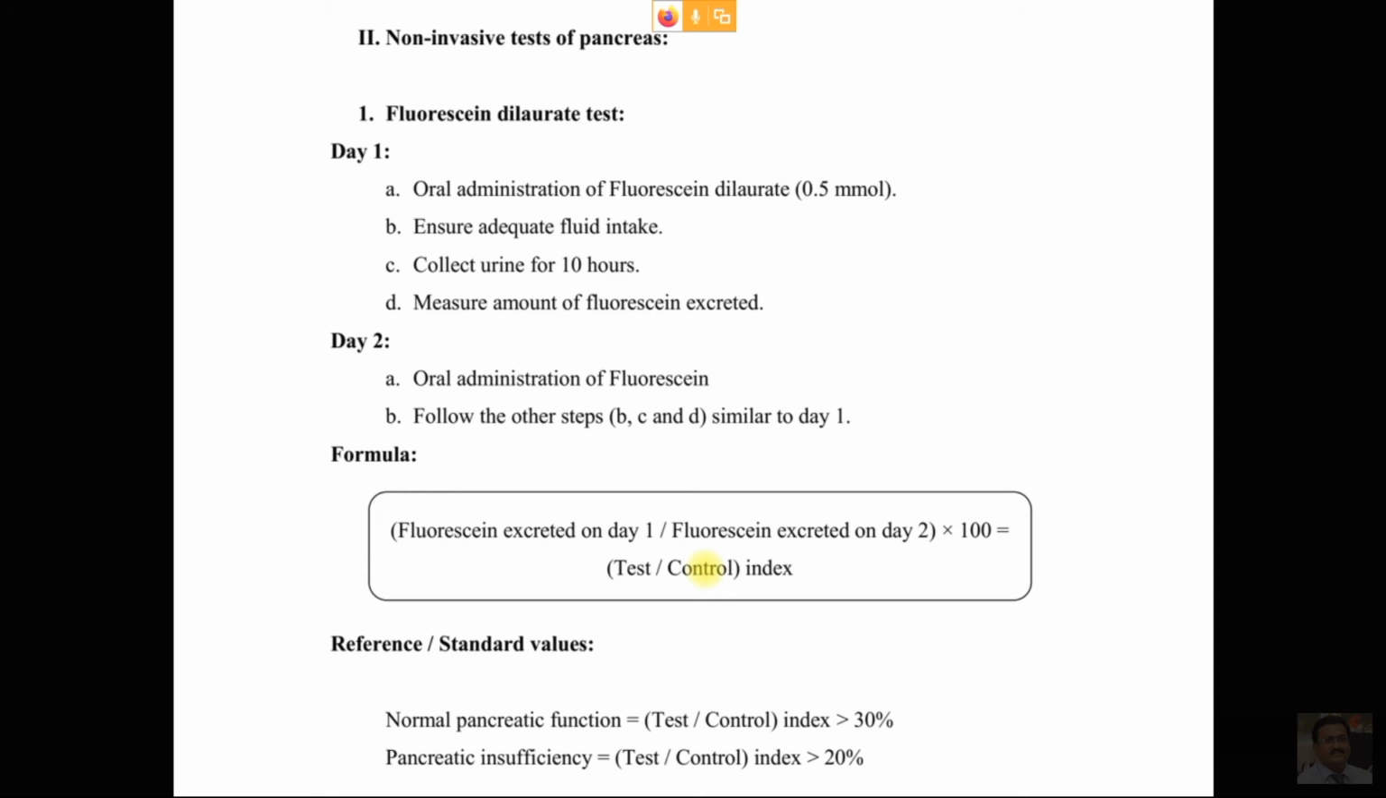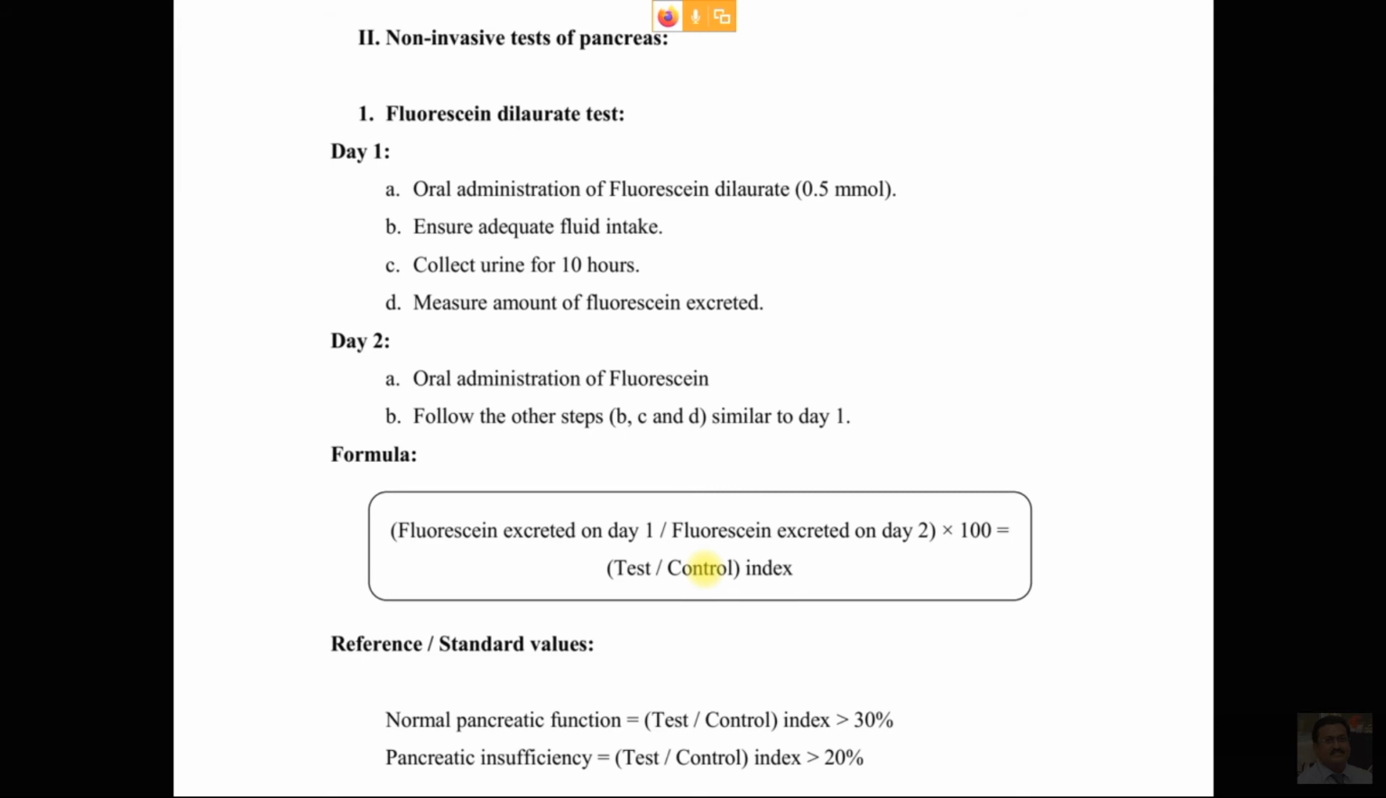Now coming to the second segment of pancreatic tests, that is non-invasive tests of the pancreas. Non-invasive means we are not going to use endoscopy and so on; we just take the sample using routine biochemical testing. The first test is the fluorescein dilaurate test. This is mainly to check lipase enzyme activity. It's very simple. Here the name of the substrate is fluorescein dilaurate. Fluorescein is a fluorescent substance, and dilaurate is a fatty acid: a fatty acid attached to a fluorescent substance.